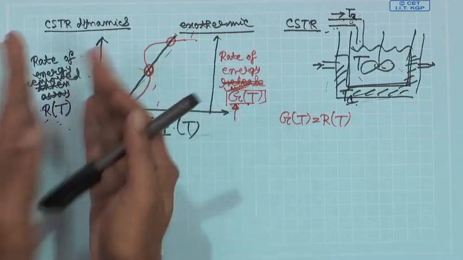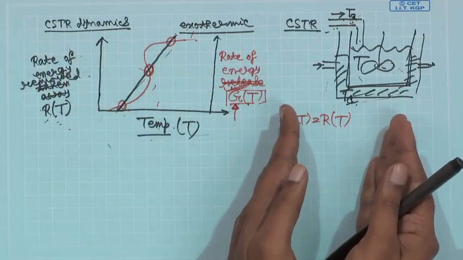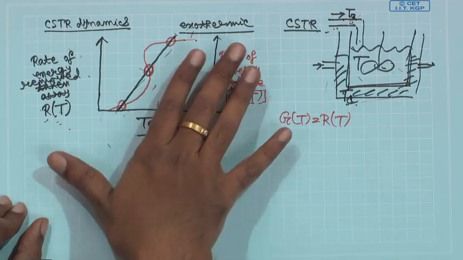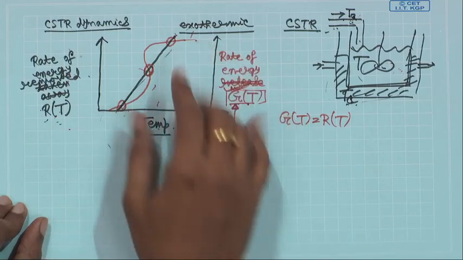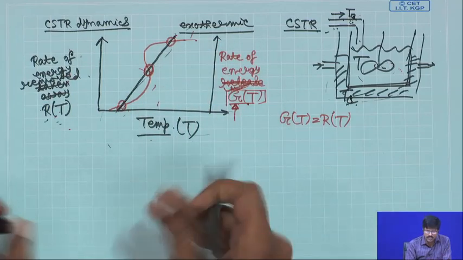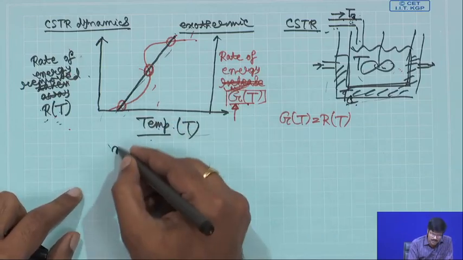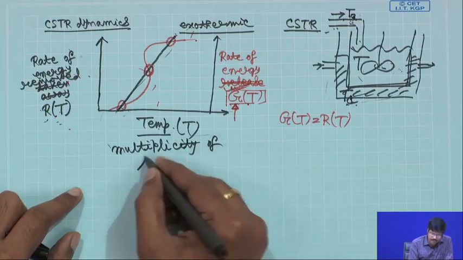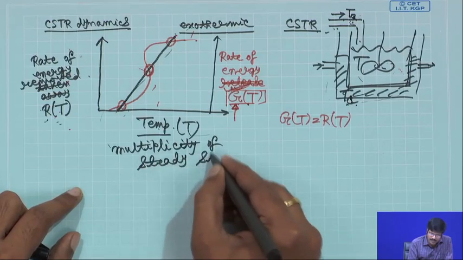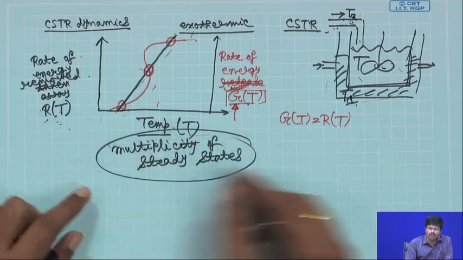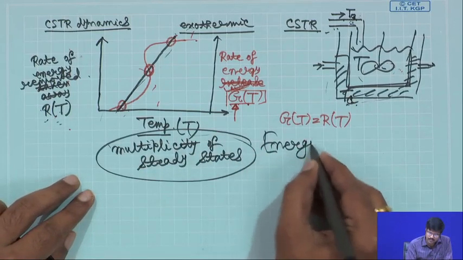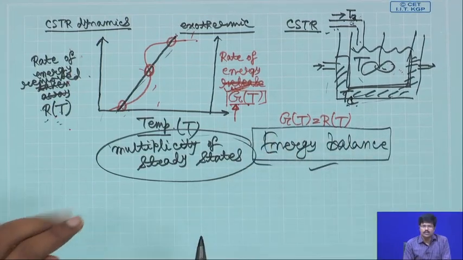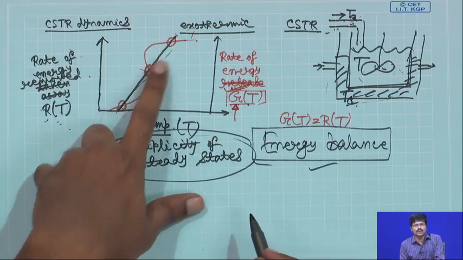So, this is where the rate of heat removal becomes equal to the rate of heat generation. This is something we are going to discuss in more detail now, because this is called multiplicity of steady states. If you want to talk about this, you have to also talk about what we call the energy balance. We will come to that in a little while. Otherwise, we cannot talk about all these different steady states.